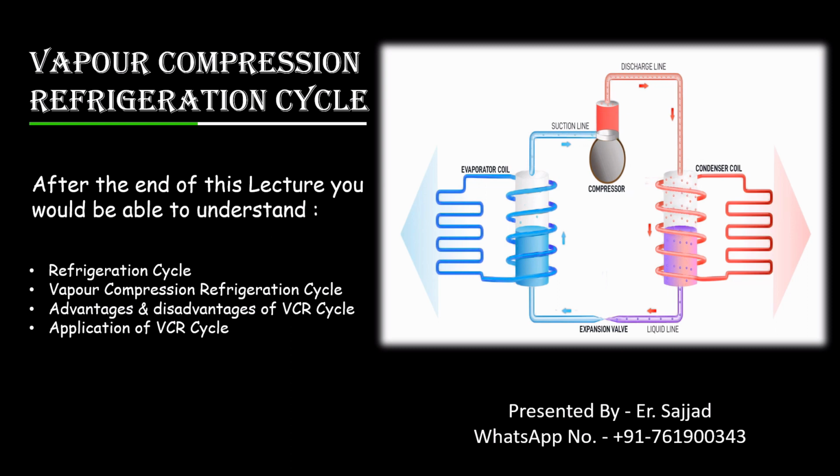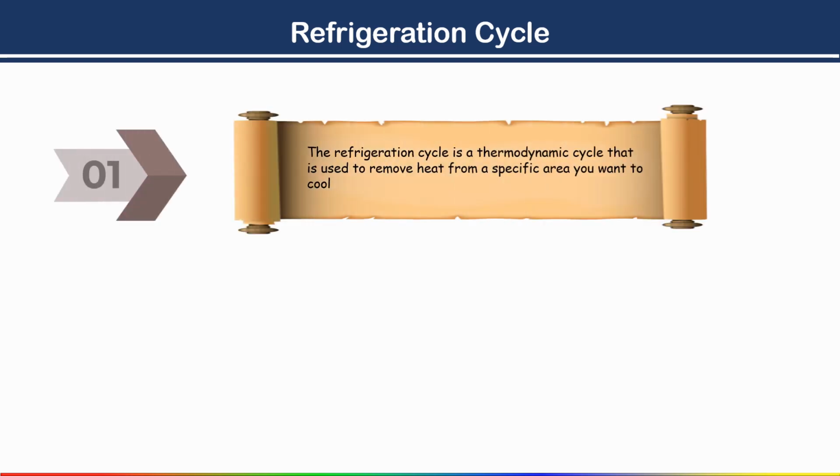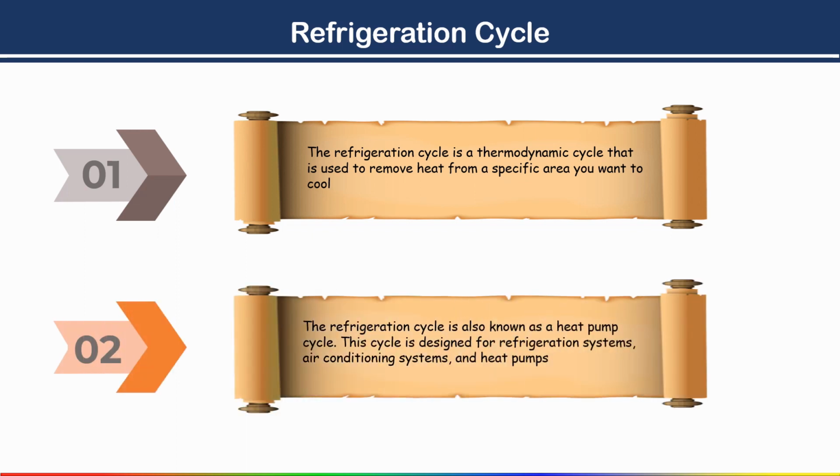So let's start. What is a refrigeration cycle? It is written, the refrigeration cycle is a thermodynamic cycle that is used to remove heat from a specific area you want to cool. This is the main purpose of the refrigeration cycle. The refrigeration cycle is also known as a heat pump cycle. This cycle is designed for refrigeration systems, air conditioning systems and heat pumps.